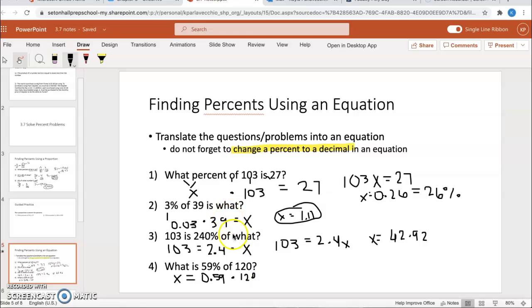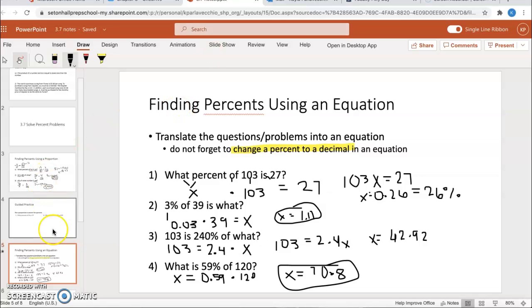Again, this is like the second example. We can just go ahead and multiply those two numbers together, and we would get 0.59 times 120. So x is equal to 70 point, oops, that looks like a comma. That is a decimal, 70.8.